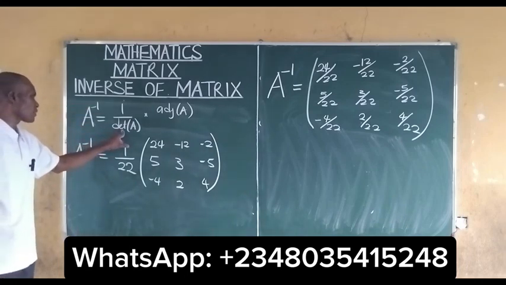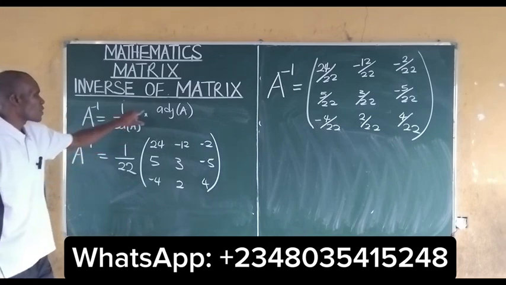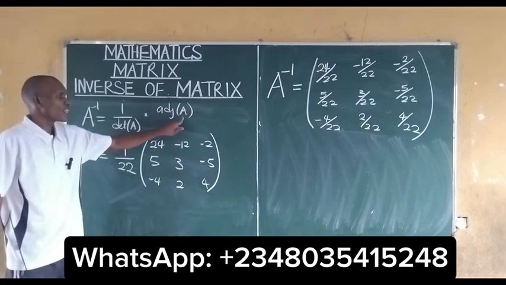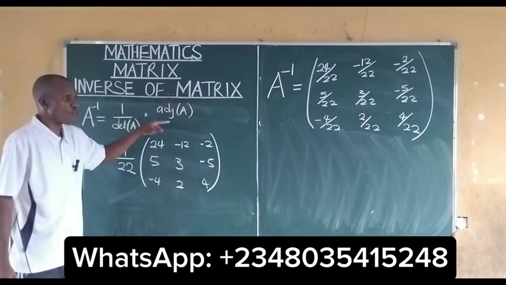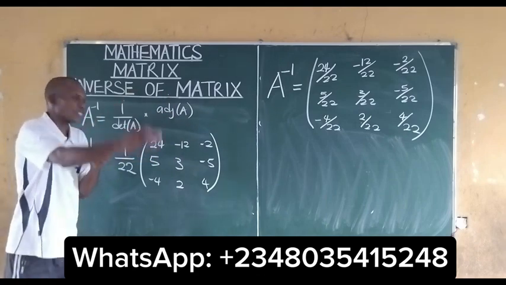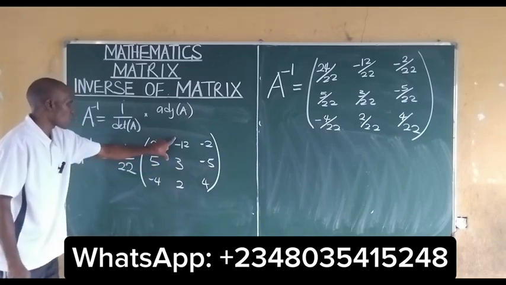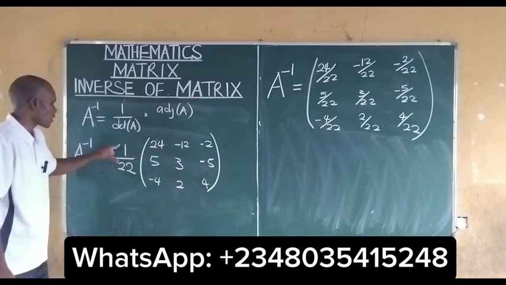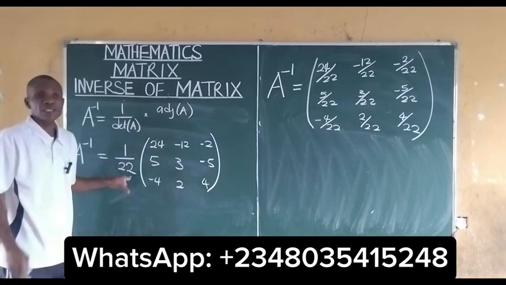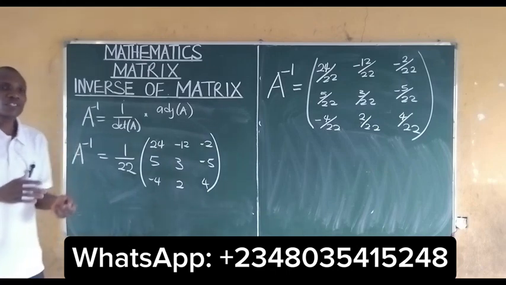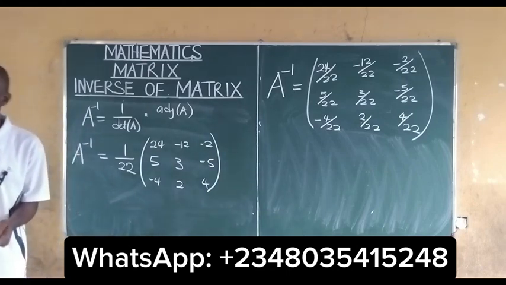So this becomes our answer for the inverse of a 3 by 3 matrix. What we did, we found the determinant of A. We also found the adjugate of A, and we said the adjugate of A is the transpose of the cofactors. We found the cofactors and then transposed them. Now we multiply by 1 all over the determinant. So this is how we can obtain the inverse of a 3 by 3 matrix.